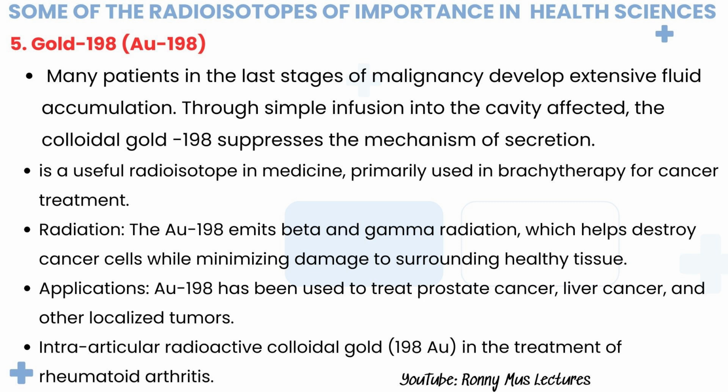And brachytherapy is simply placing radioactive material inside the body, and this is sometimes known as internal radiation. So this gold 198 emits beta and gamma radiation, which tends to destroy cancer cells while minimizing damage to surrounding healthy tissue. So gold 198 has been used to treat prostate cancer, liver cancer, and other localized tumors. And also intra-articular radioactive colloidal gold 198 has been used in the treatment of rheumatoid arthritis.